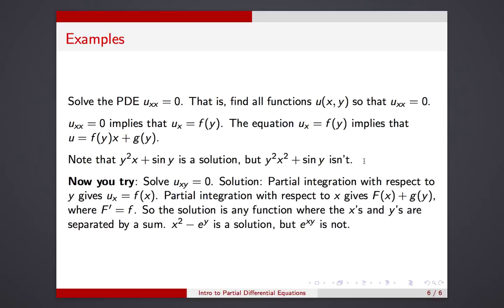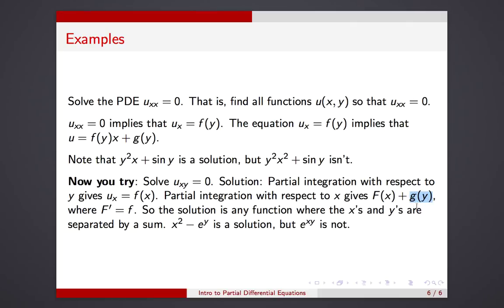You integrate with respect to y to peel off that second partial with respect to y, and you learn that ux is anything with x's in it, but no y's. Right, so ux is just x stuff. Then you partially integrate with respect to x, and you get something that looks like this. Capital F of x, where capital F prime equals little f, and when you partially integrate with respect to x, you pick up a plus constant, but constant with respect to x.